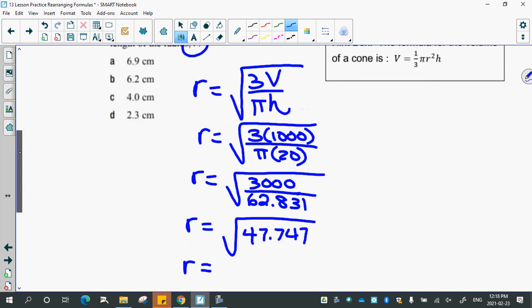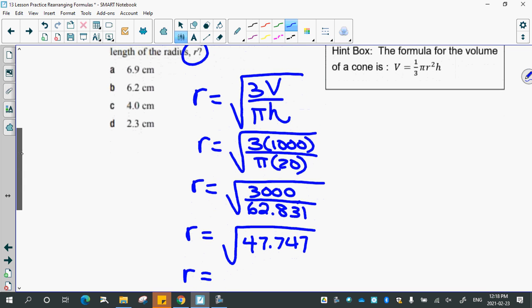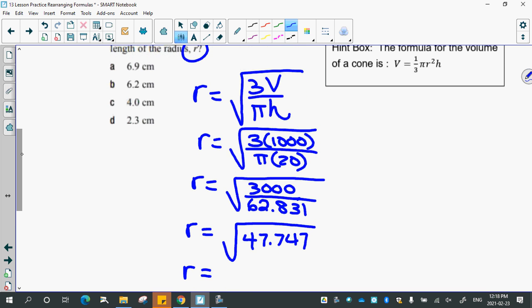So what does the question say? Which of the following is closest to the length of the radius? Did you guys get 6.9 approximately? So that would be A. Okay. So we rearranged the formula so it was r equals, and then we could put the volume and the height in, and we figured out the numerator, the denominator, divided, square root it.